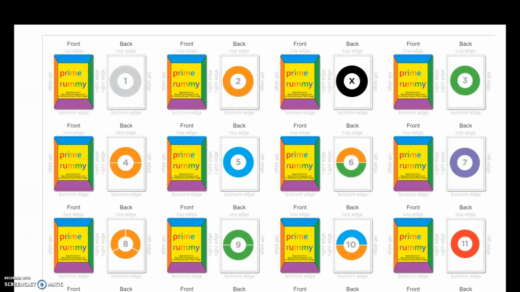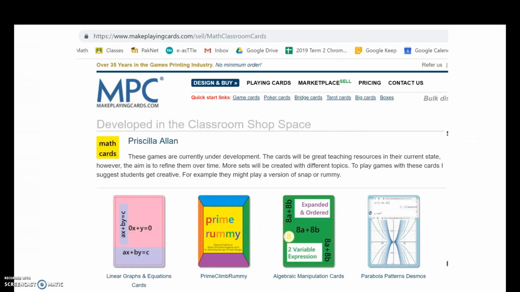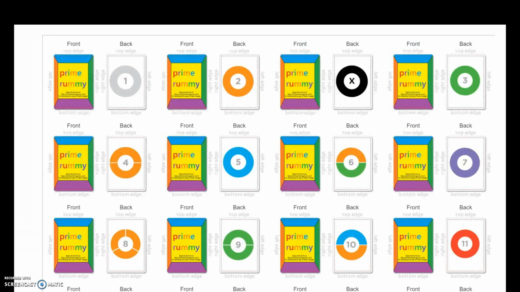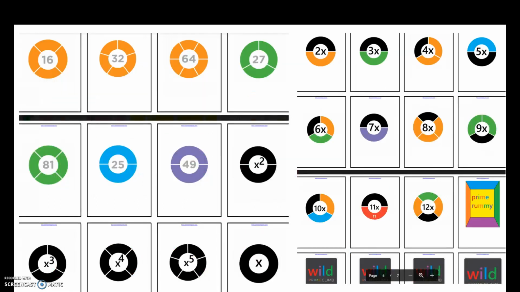So that's what they look like on Make Playing Cards. So on the site, you can actually see the backs of them, the fronts of them, and you can see exactly what you're getting. These are just some of the cards on the Prime Climb one. So I took Prime Climb, notice that, for example, 5 is blue, but here 5 times 5, the blue is the number. It's not the size, therefore it went really well to algebra.